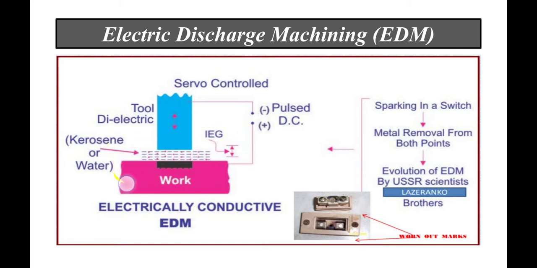between the two electrodes, and sparking takes place. Because of those sparks, material is removed from the tool as well as the workpiece, and finally you get the shape of the cavity on the workpiece, which is very close to the shape of the tool. But mind it, here material is being removed from the tool as well as the workpiece, but we want material to be removed from the workpiece only.